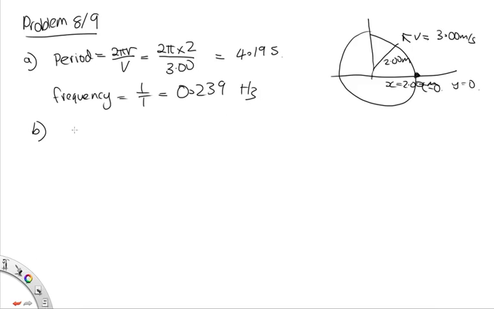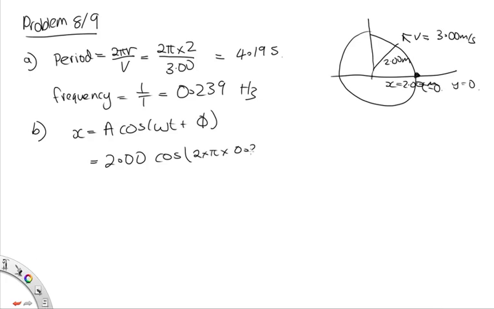Okay, so the formula for simple harmonic motion, x is equal to A cos omega t plus the phase constant. The amplitude in this case is the radius, so it's 2.00 cos, now omega t, this is 2 pi times 0.239.